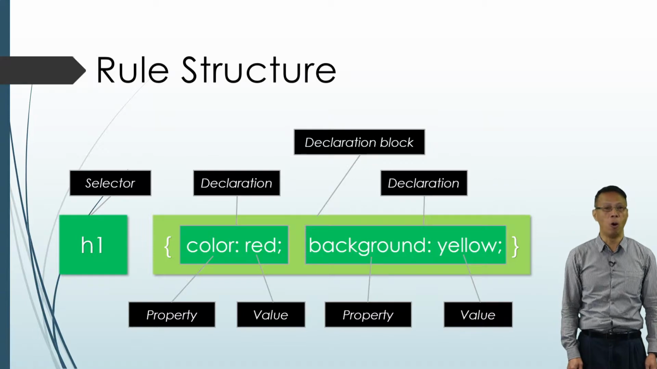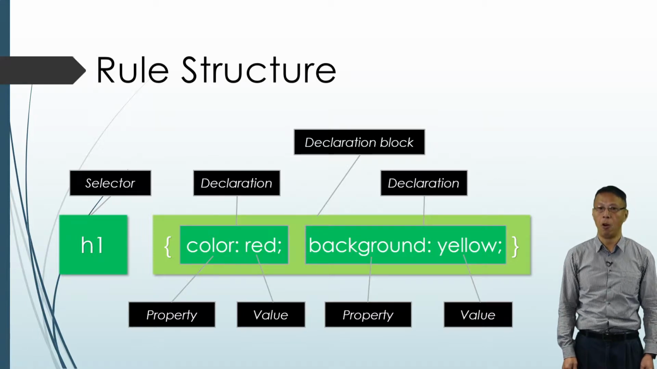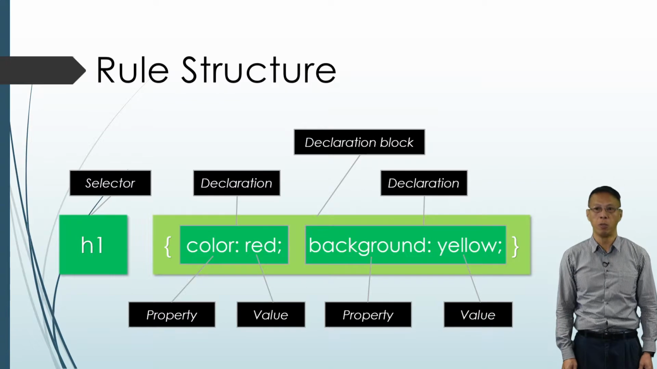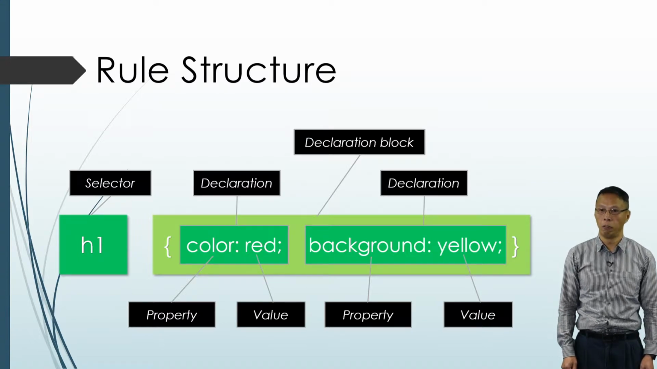We may have multiple declarations for a selector. With this example, we can see there are two declarations which form a declaration block. The first declaration is for color. The second declaration is for background. So at the time that we define CSS, we have rules. Remember, we have three components: selector, property, and value. And we may have different declaration blocks.